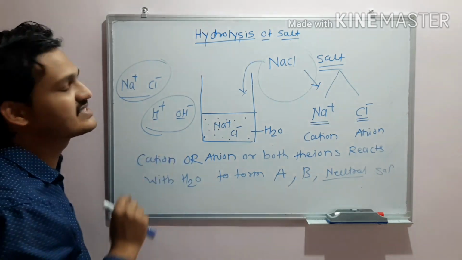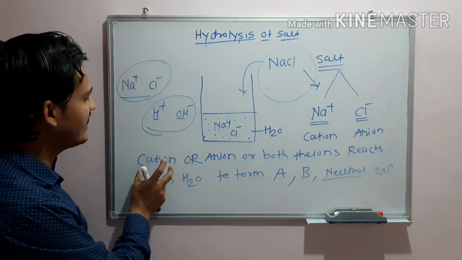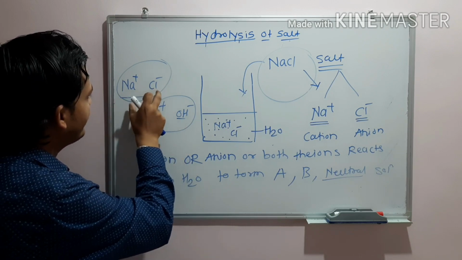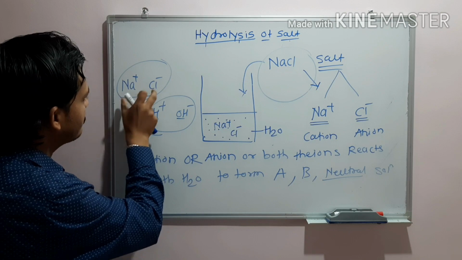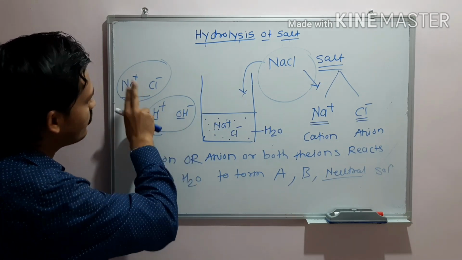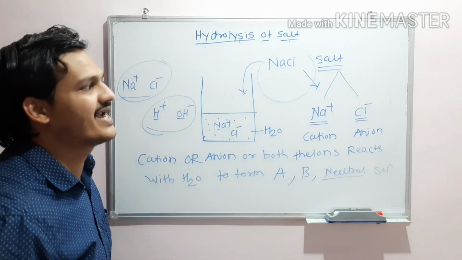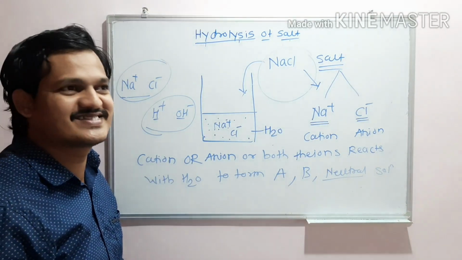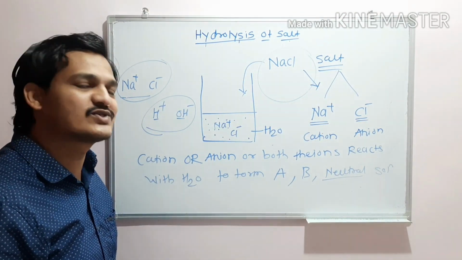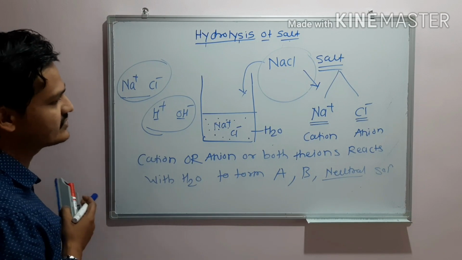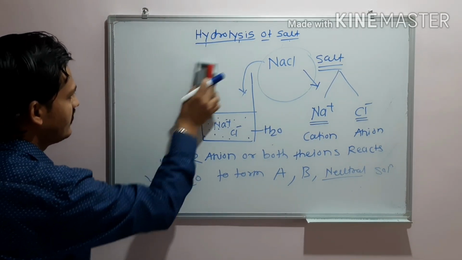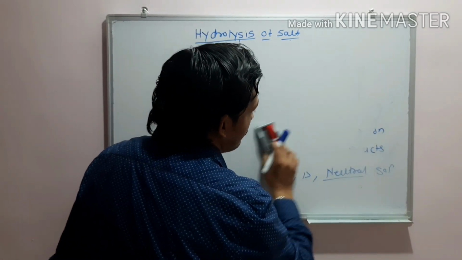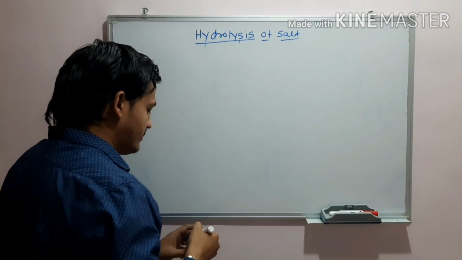You understood? That is called hydrolysis of salt. I only changed this: either the cation or the anion, or both, react with water. It is called hydrolysis of salt. Okay. So this is the basic definition, the basic concept regarding hydrolysis of salt. Now let us move to the types of salt.